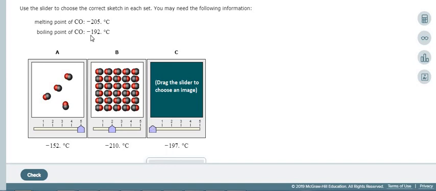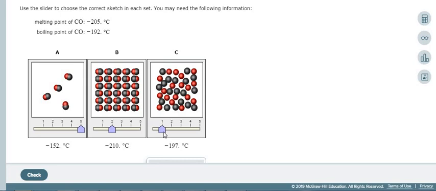And so the last one, minus 197, you can see that's in a liquid phase. And so that's not carbon monoxide. That's a solid. That is not carbon monoxide. That's carbon monoxide probably in a gas. And so this last one is probably carbon monoxide in a liquid phase. So we can answer the others that'll be similar to this.